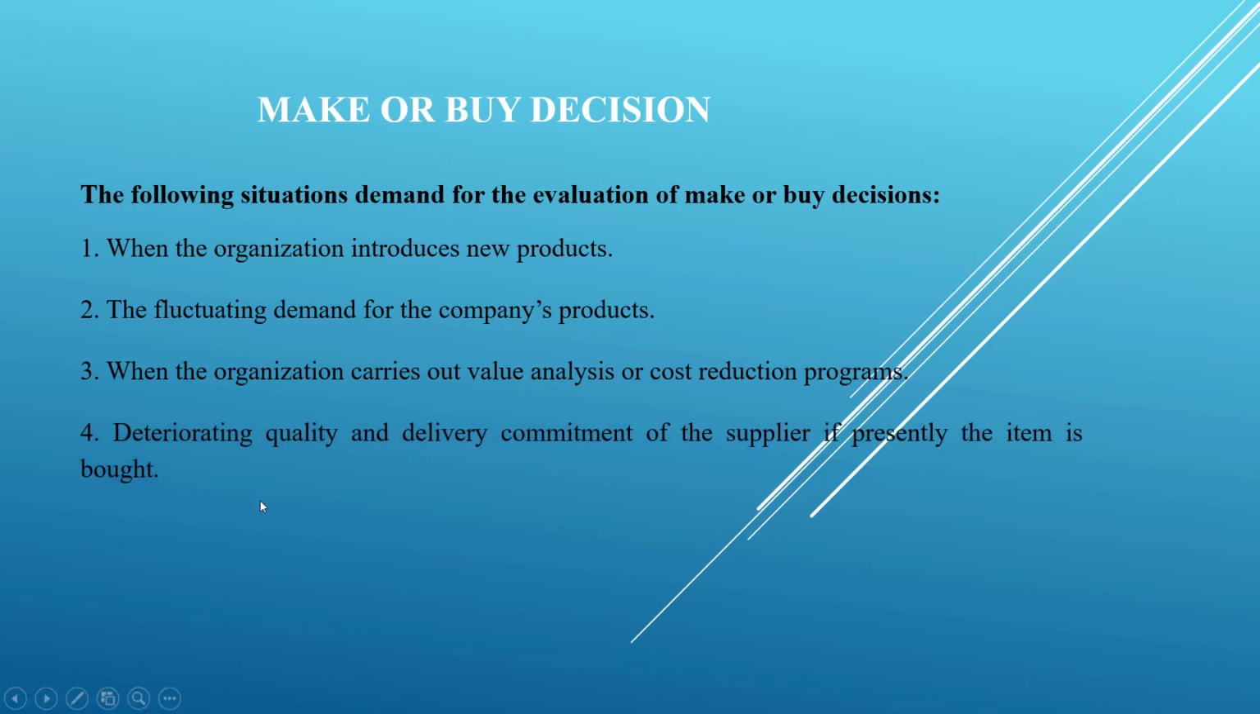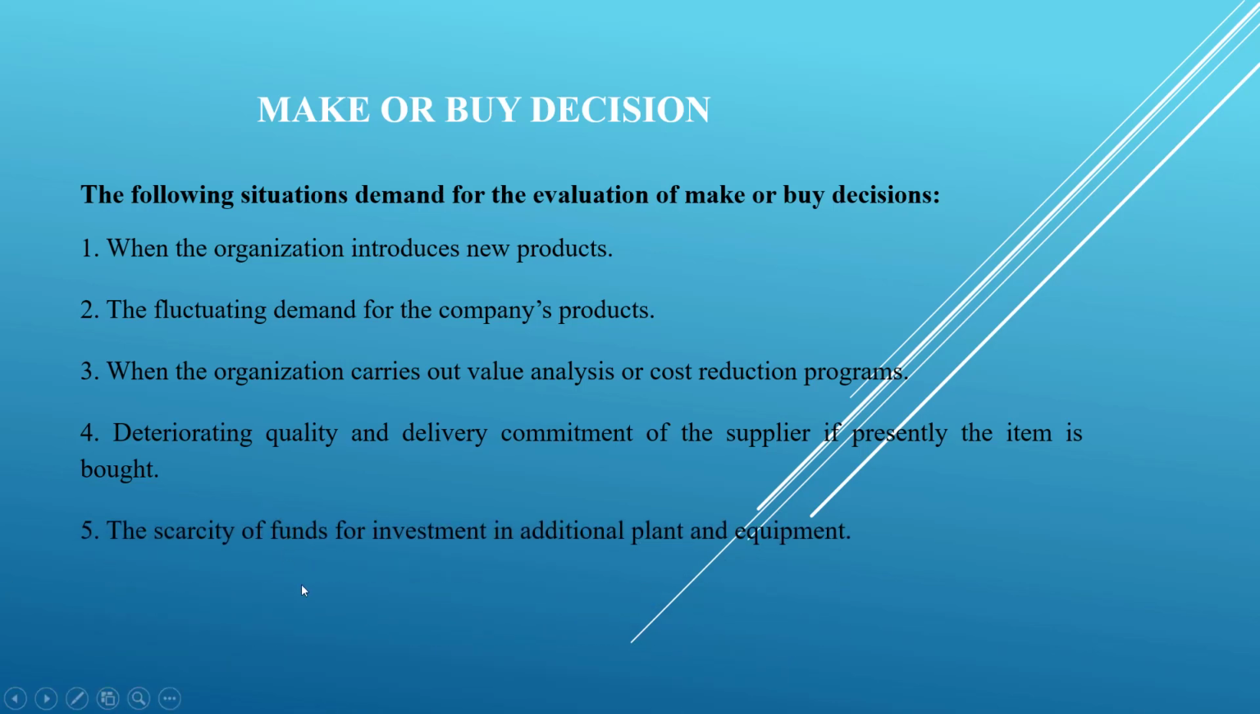Okay. Next is deteriorating quality and delivery commitment of the supplier, if presently the item is bought. Now, deteriorating quality means if the product has been purchased from outside sources, and the quality they are getting is not good enough. Delivery commitment means you are buying those products from a supplier, and if they are not delivering on time, at the time you require those materials, then it will be a problem for the manufacturers, right? So if the quality is not good, then also this decision can be taken whether to make or buy. And if the delivery commitment is not met by the suppliers, that on time they are not delivering the products, then also this make or buy decision can take place.